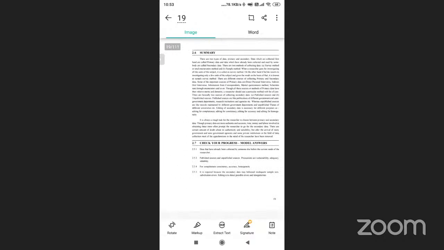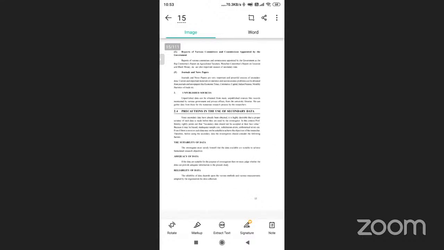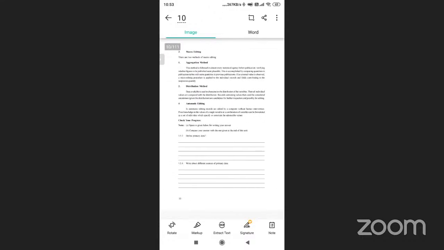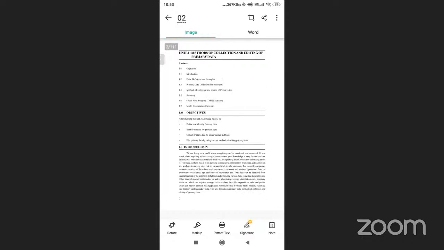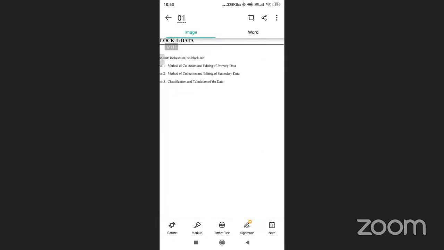ఓకే, ఇదంతా ఫస్ట్ యూనిట్ అంతా కూడా జనరల్ ఇంట్రడక్షనే. ఫస్ట్ బ్లాక్లో 3 యూనిట్స్ అని చెప్పినాం మనం. ఒకటి మెథడ్స్ ఆఫ్ కలెక్టింగ్ అండ్ ఎడిటింగ్ ఆఫ్ ప్రైమరీ డేటా, మెథడ్స్ ఆఫ్ కలెక్టింగ్ అండ్ ఎడిటింగ్ ఆఫ్ సెకండరీ డేటా, క్లాసిఫికేషన్ ఆఫ్ టాబులేషన్ ఆఫ్ డేటా.